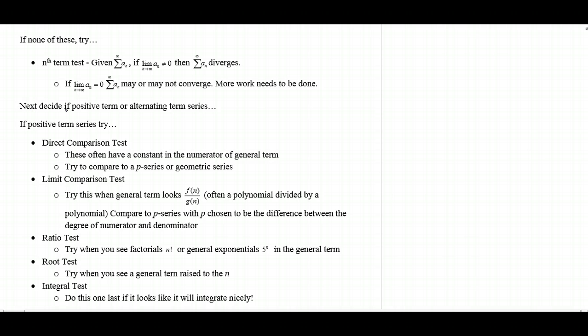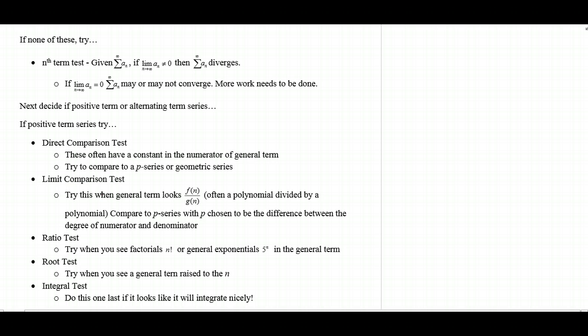So the next step is to decide if we have all positive term or alternating term series. Now, if positive term series, we can try any of the following tests. So the direct comparison test. To use this test, these often have a constant in the numerator of the general term. And we try to compare this to a p-series or a geometric series.